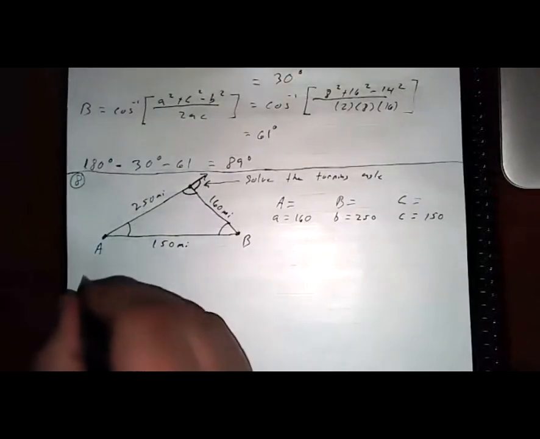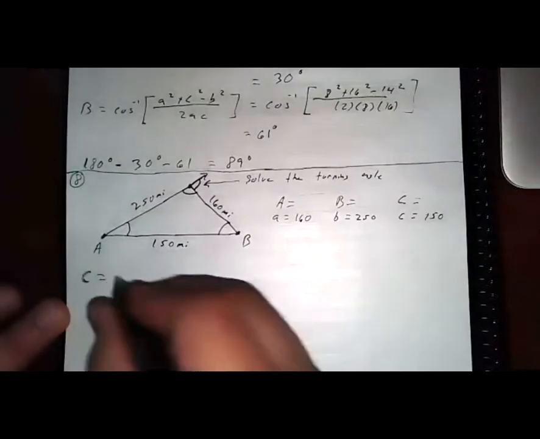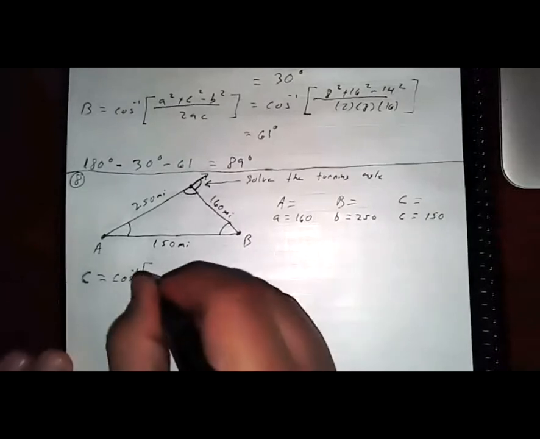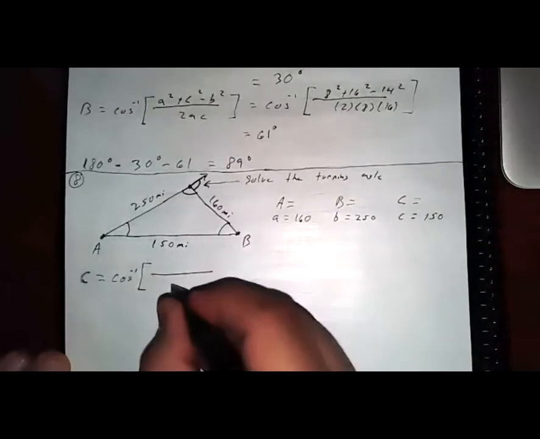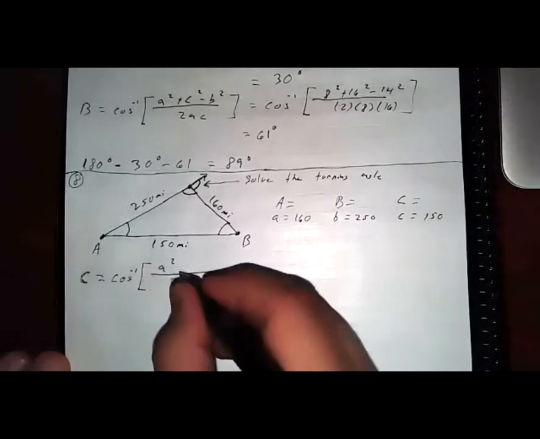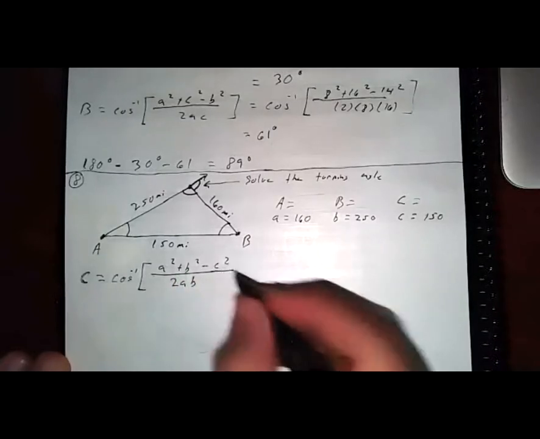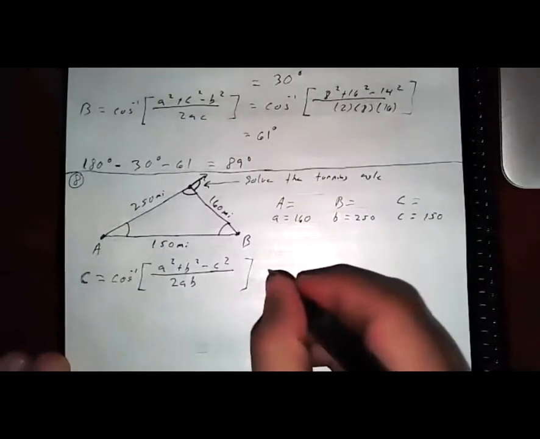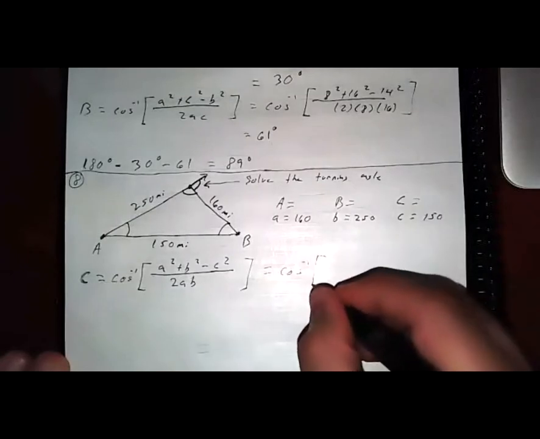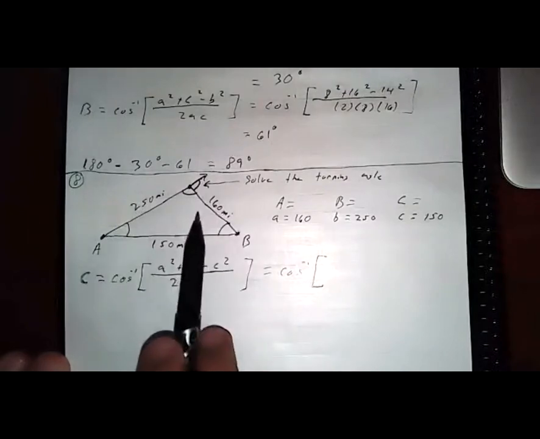So the formula for C in the law of cosines is C equals cosine inverse of (A squared plus B squared minus C squared) over 2AB, right? So what is that going to be? You see how the actual solving part is super easy? Figuring out what the heck is going on is the hard part, in my opinion.